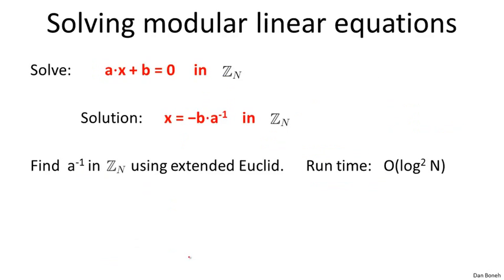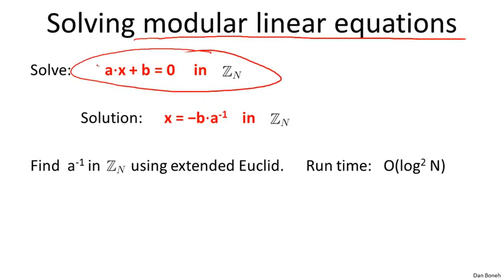So what we just learned is basically how to solve modular linear equations. In other words, if I give you a linear equation and I ask you to solve it mod n, it's actually very easy to do. All you do is move b to the other side, so you have minus b, and then you multiply by a inverse. So the answer is minus b times a inverse. You can find a inverse using the Euclidean algorithm, and once you have a inverse, you simply multiply it by minus b modulo n, and that gives you the solution to this linear equation.